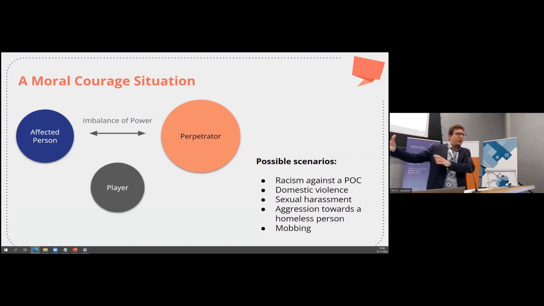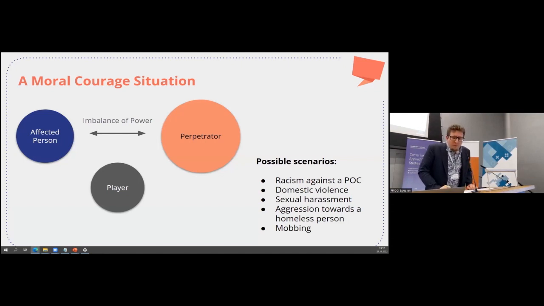And you have a perpetrator. So that is the person who is committing the offense. And there is always an imbalance of power. The perpetrator is the one that basically tries to use this imbalance of power to force their will upon another person in whatever way. And what we wanted, you're the third circle here. You're the player, the person who comes into such a situation. And your job in this case is to break this imbalance of power and to resolve it in whatever manner, or at least to see what you can do to make this imbalance of power better.